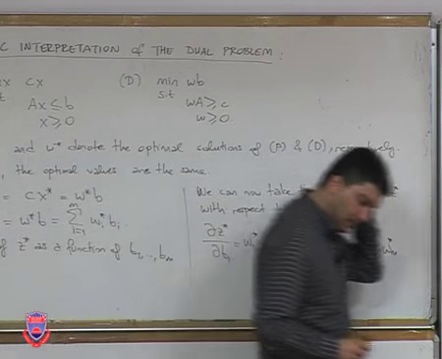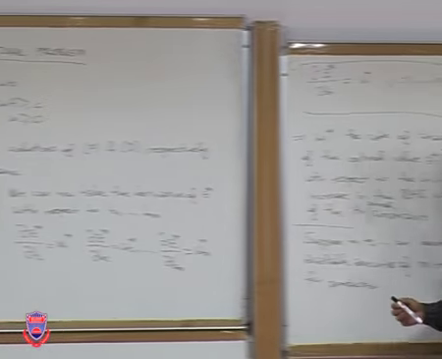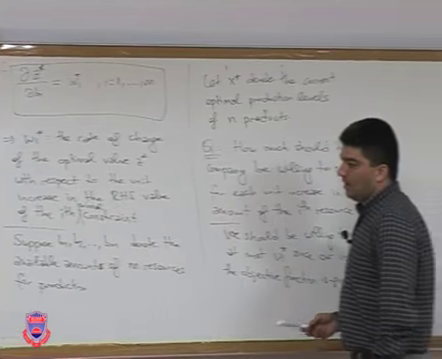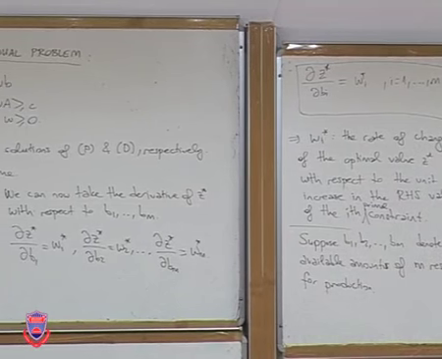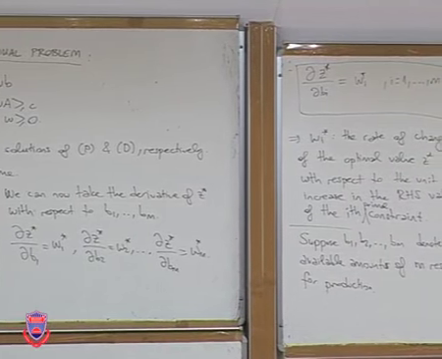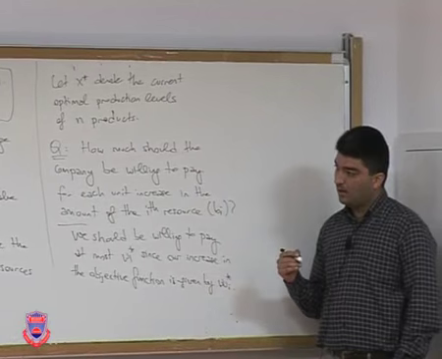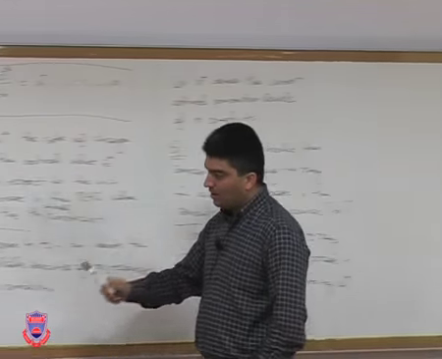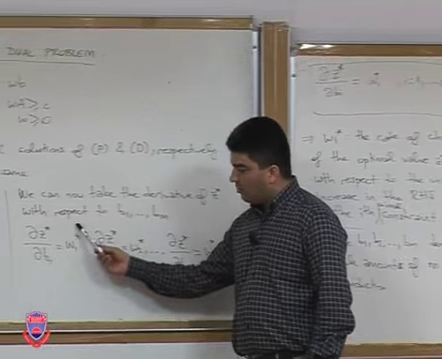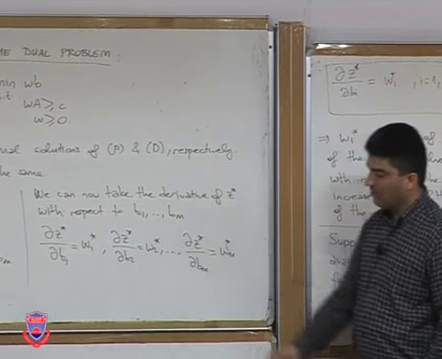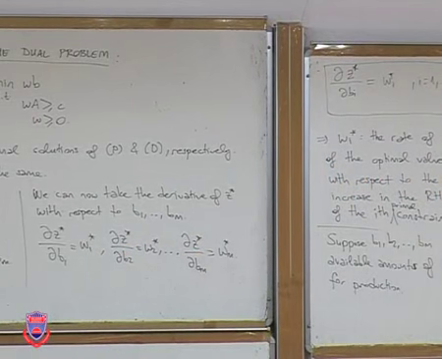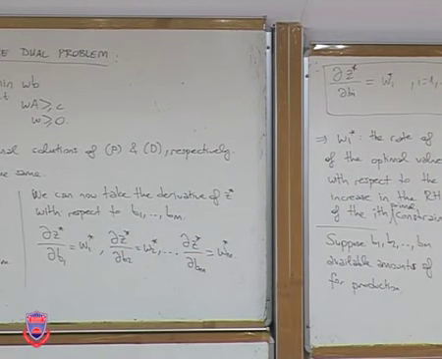So let me repeat it again. Once again, if you look at these expressions, they tell you how your optimal value will change with respect to changes in the right-hand side vector of your primal constraints. If you increase B1 by 1 unit, then the rate of change in the objective function will be W1 star. If you change B2 by 1 unit, then the rate of change will be W2 star, and so on and so forth.